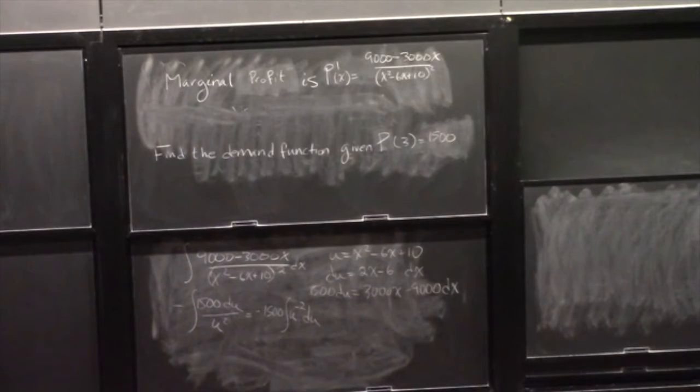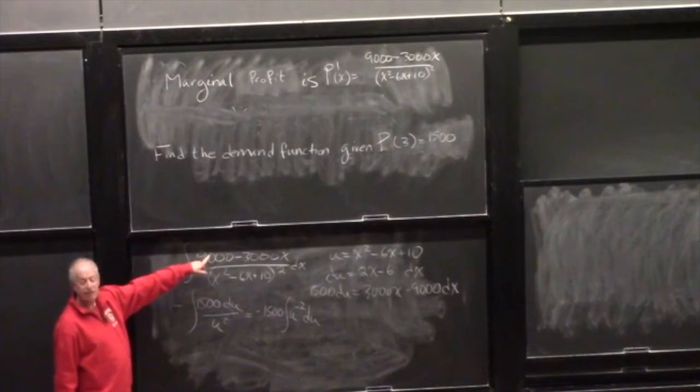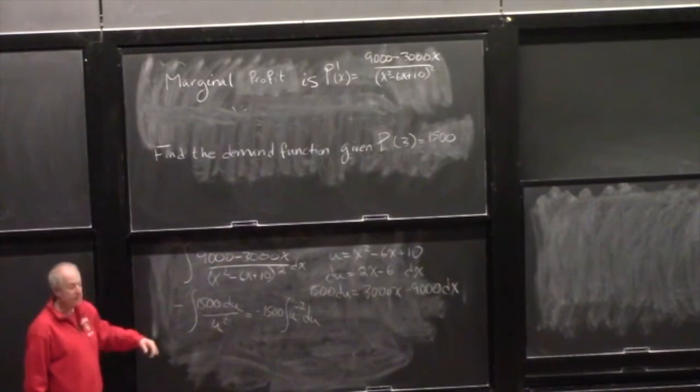Yes? Why can't you just make that original 1,500 du? Why can't you just make it negative 1,500 du? Oh, I could. Yes, you could do a minus sign either way. You also could go up to here in the beginning and factor out 1,500. There are a couple different ways you could do it.